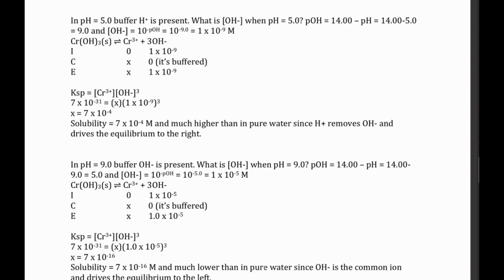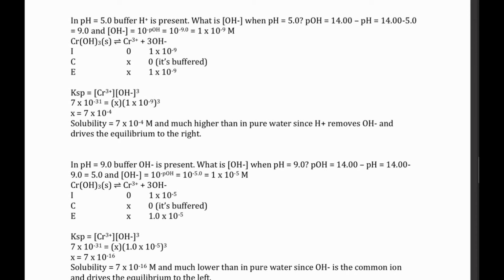Okay, so you have completed that one, and here is the solution. Our hydroxide ion concentration is 1 times 10 to the minus 5 molar. So we put those values in. Again, the change for the hydroxide ion is 0 since it's a buffered solution. And those are our equilibrium quantities.